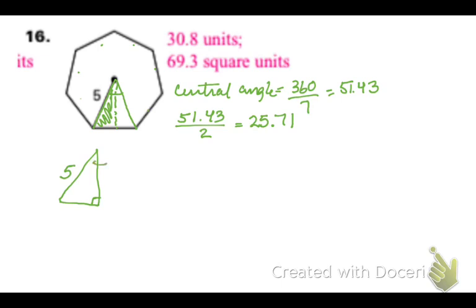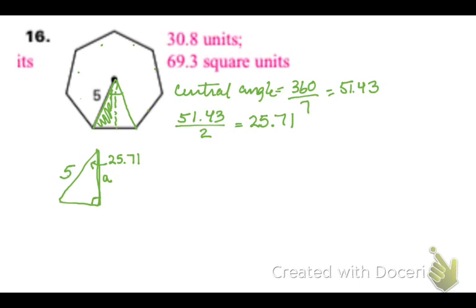So we know this angle here is equal to 25.71. So in this case, if you look at this triangle, with theta being 25.71, we don't have the length opposite theta, which we did in the last problem, but we do have the hypotenuse. And what we need is the apothem, which is this guy right here. So we need the adjacent side, and we have the hypotenuse.